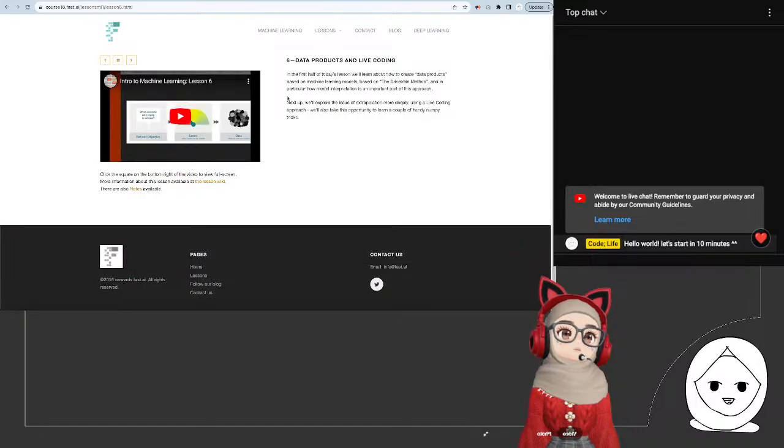In lesson 6 we have data products and live coding, so that will be interesting. In the first half of today's lesson, we'll learn about how to create data products based on machine learning models. Now that's cool. Based on the data-driven method, and in particular how model interpretation is an important part of this approach.